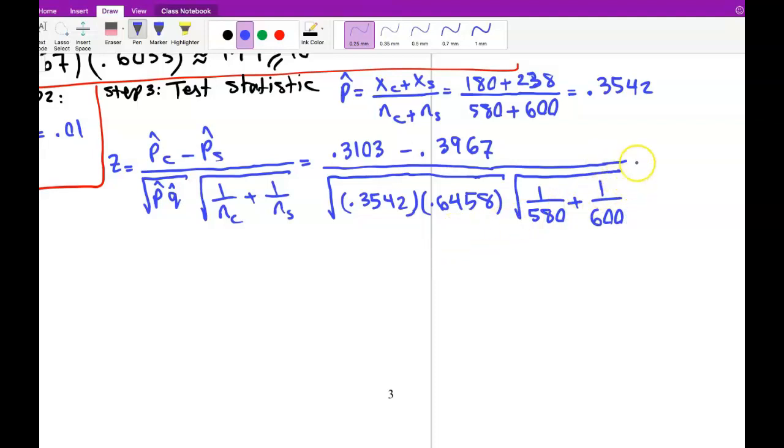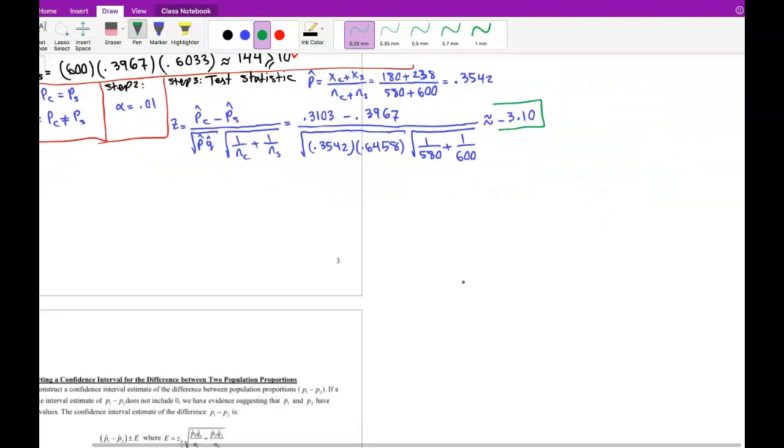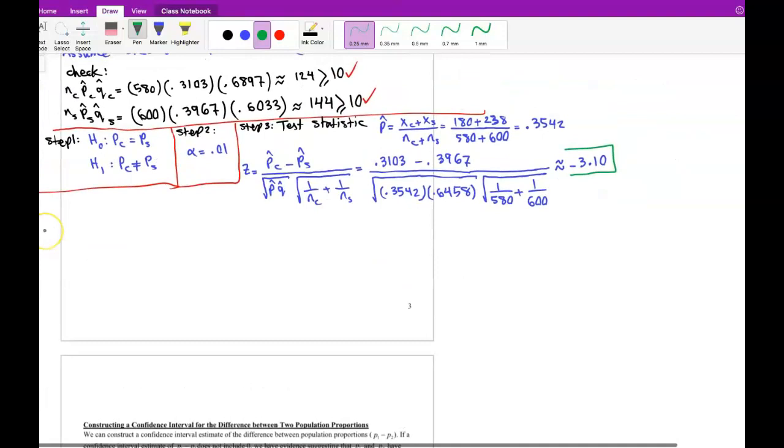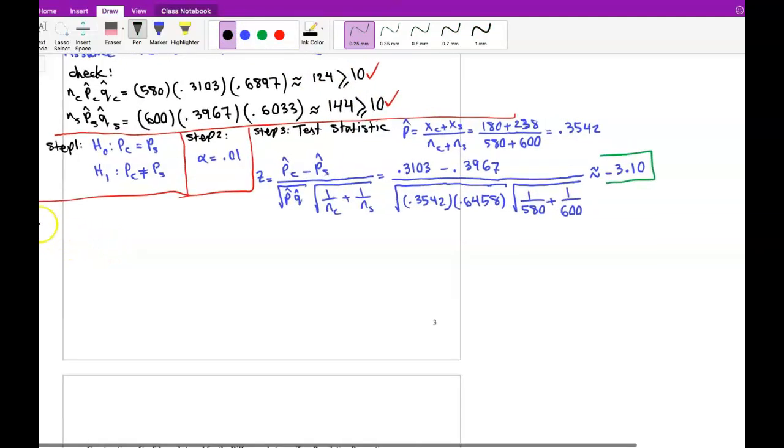Okay, so the answer is negative 3.10. So that was Z. Okay, now step 4, finding the p-value.